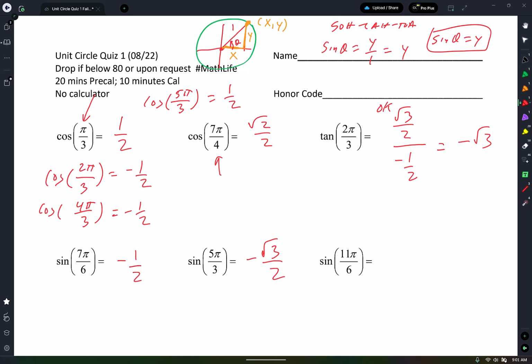Cosine is adjacent over hypotenuse. There's my angle. Adjacent is x, hypotenuse is 1. So cosine of that angle is adjacent, x over 1. X divided by 1 is always x. So cosine from now on is just x. See? And then tangent of that angle is y over x. Do you remember that? Are we good? You're not just telling me that just to tell me that, right? Like you got it down?